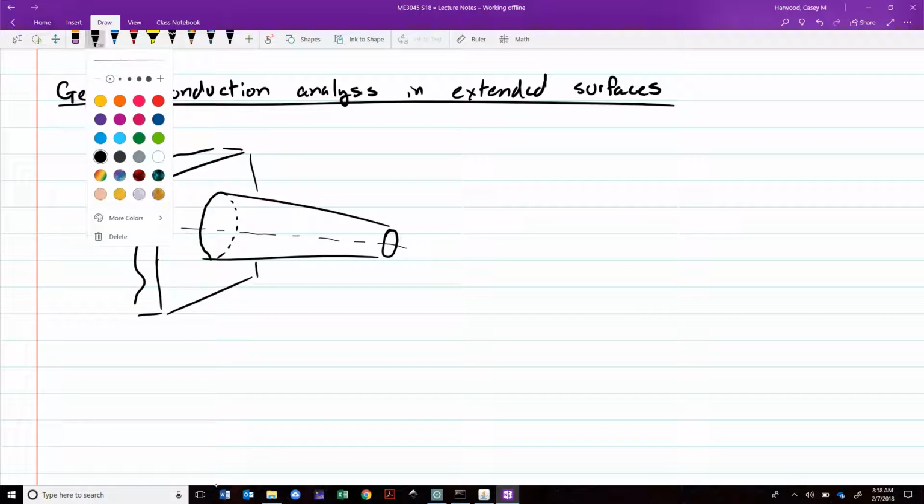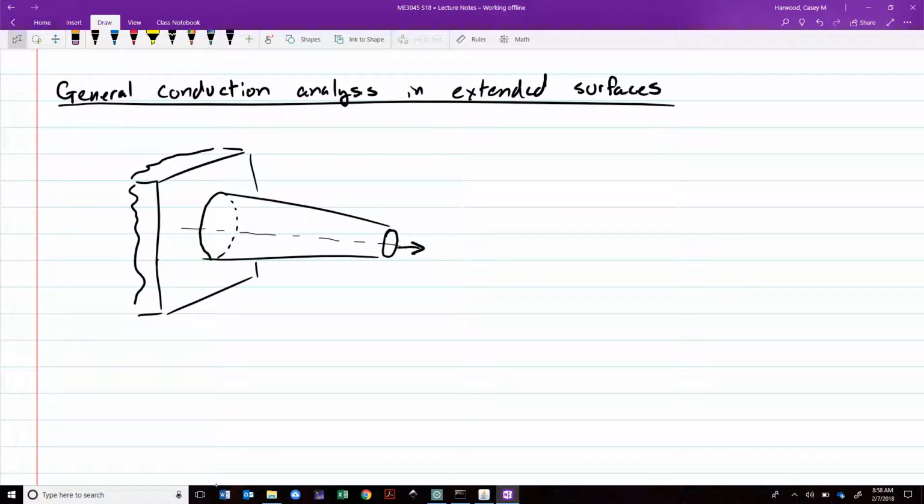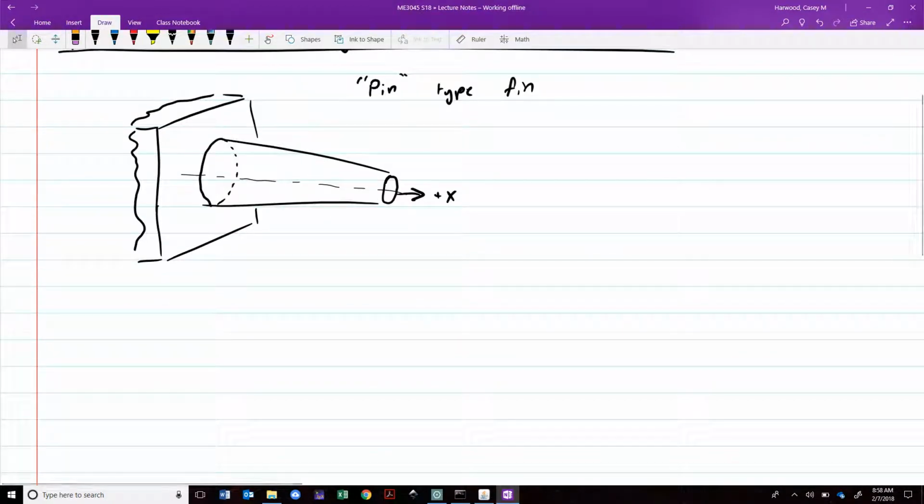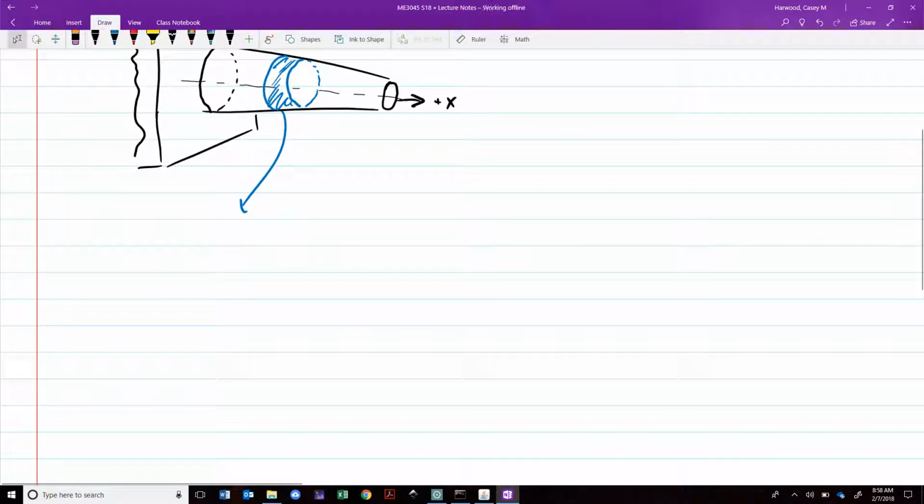We'll say this is the positive x direction, heading down the axis. As I said, this is what's known as a pin type fin. So what we're going to do is take a slice through the surface and bring this out and treat it as a control volume.